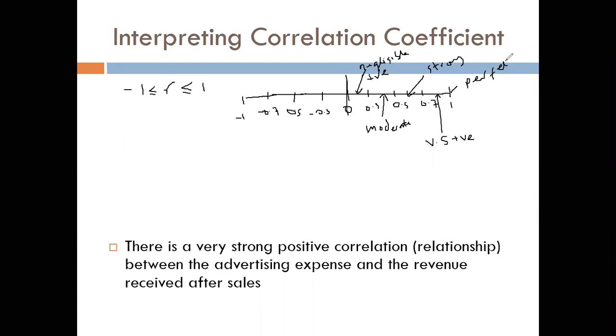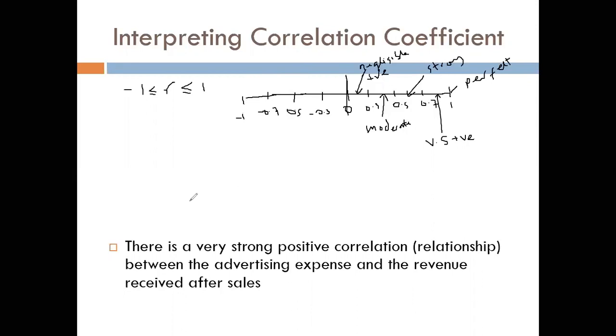Good. So that also applies to the other side of the graph. So over here, this will be negligible negative. This will be moderate negative correlation. This will be strong negative correlation, and then very strong negative correlation, and then perfect negative correlation.